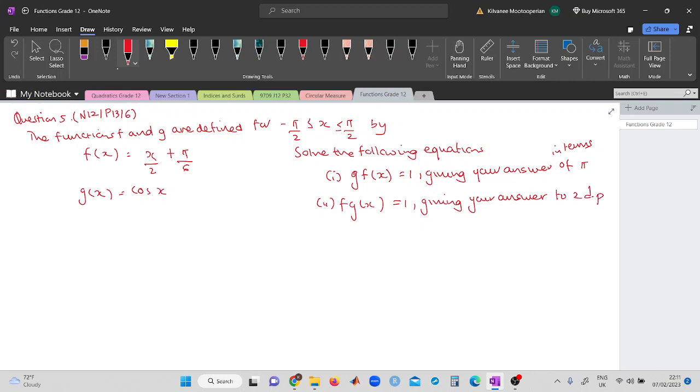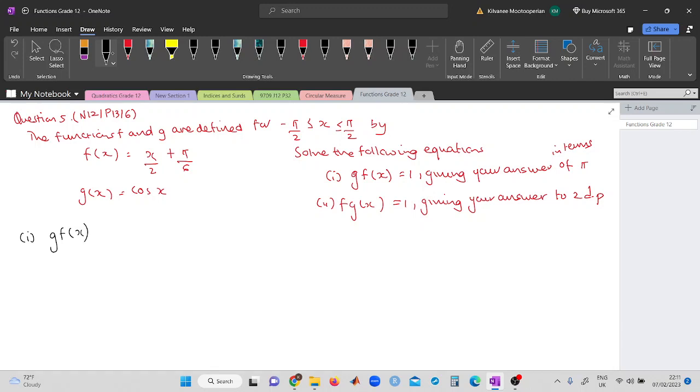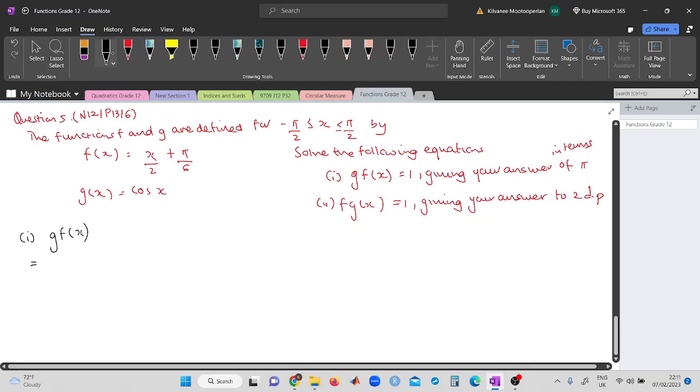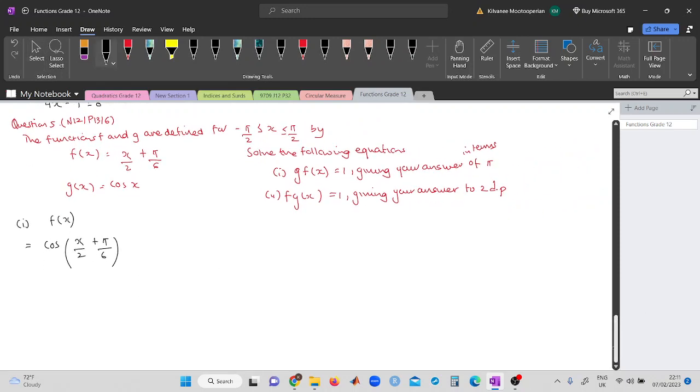Okay, so let's work out the first one. gf of x. On connaît notre gf of x, then we equate it to 1. So what is gf of x? The function g, cos, but the x is being replaced by f of x. So cos of x over 2 plus pi by 6. Okay, this has to be equal to 1.